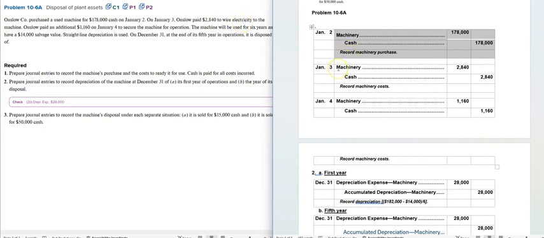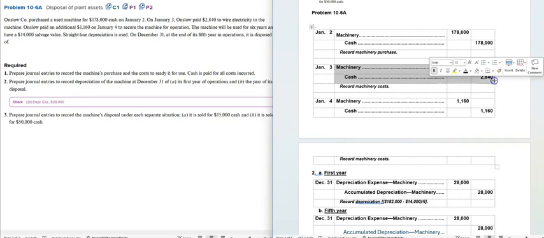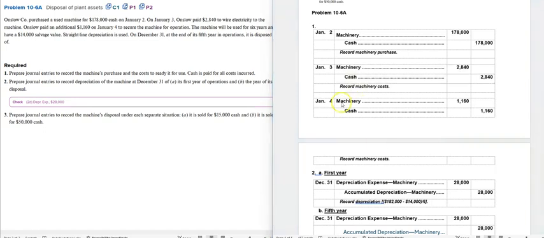After we paid cash for it, we paid $2,840 to wire electricity. So on January 3rd, we have an additional cost. The cost of that asset, getting it in place and ready for use, is increasing. So we're going to increase the machinery asset account again with a debit and credit cash. And another day later, we had to pay another $1,160 to get it secured, to get it in place, I guess bolted to the floor, secured for operation. Again, that is another cost of getting that asset ready for use. So again, that gets recorded in the asset account.